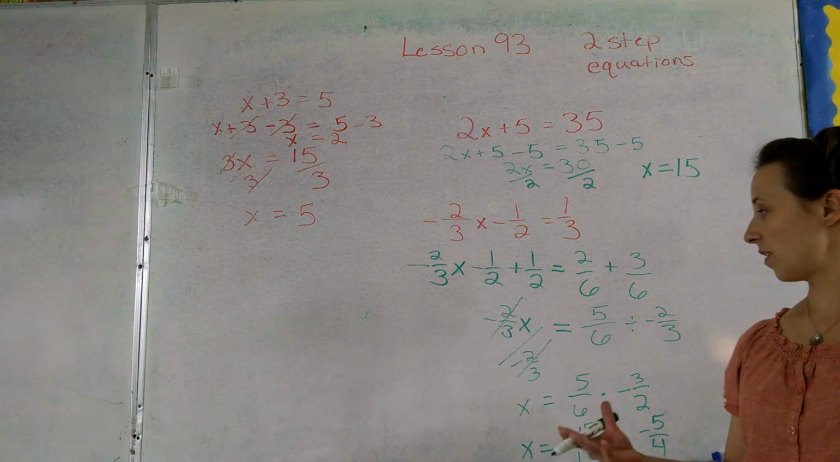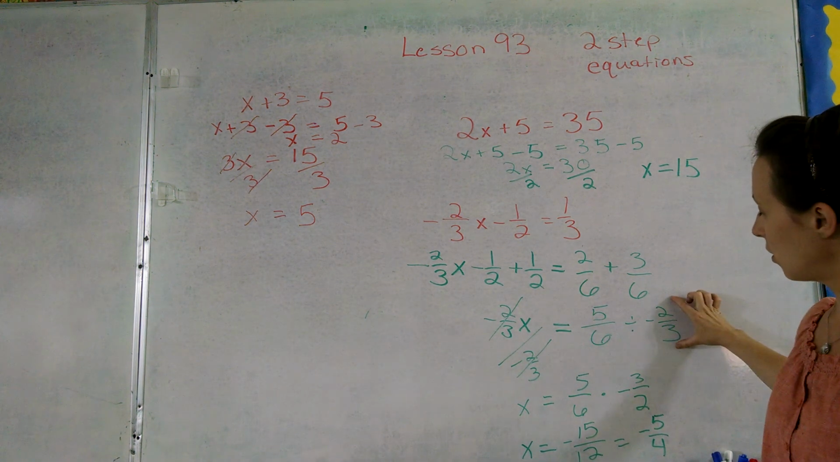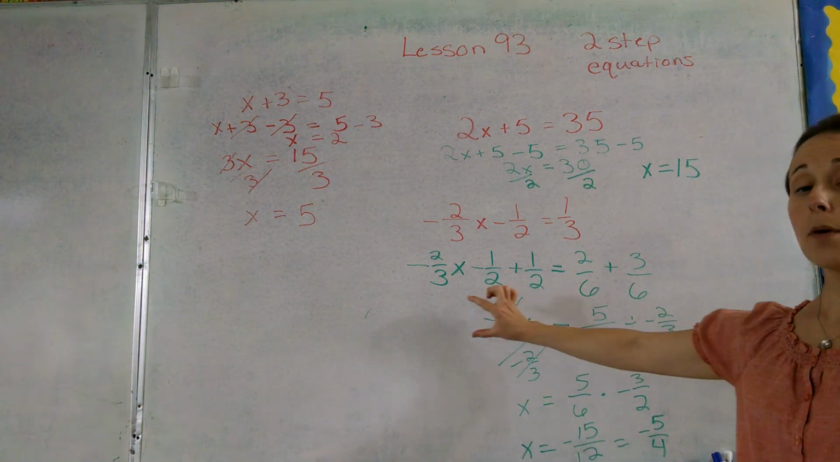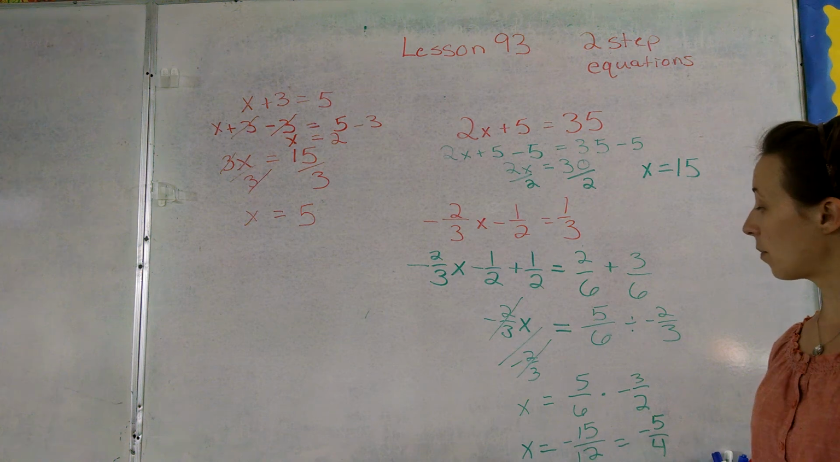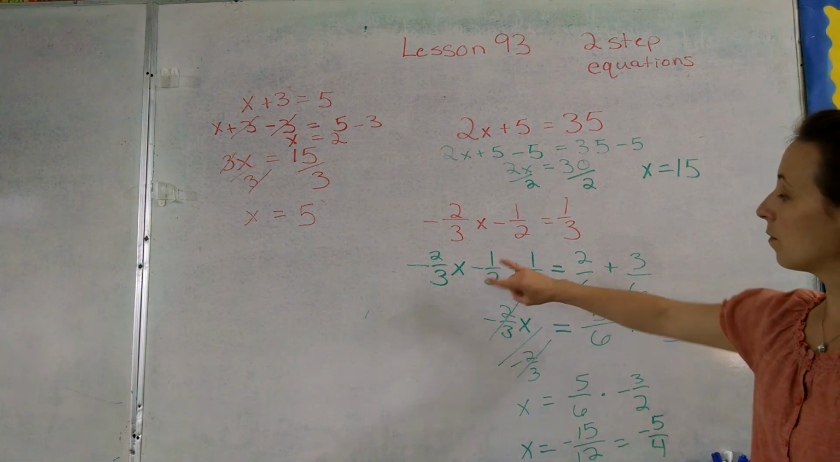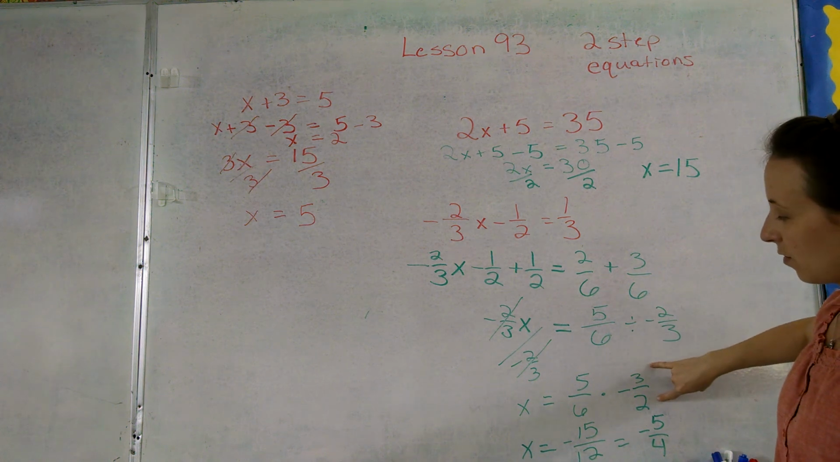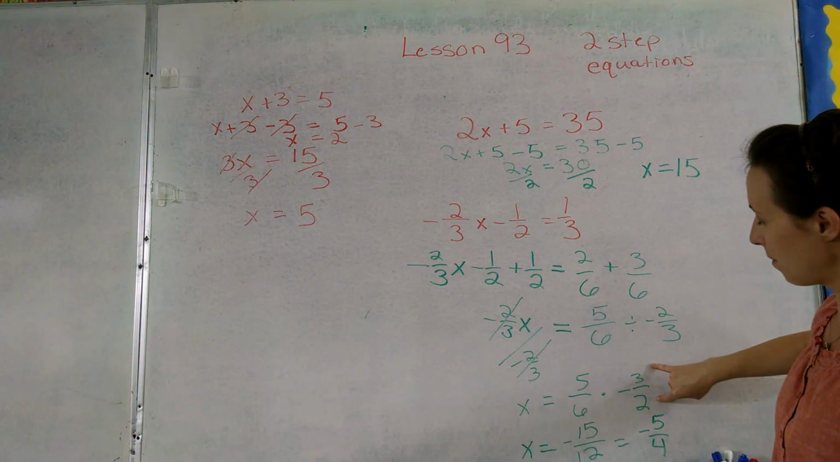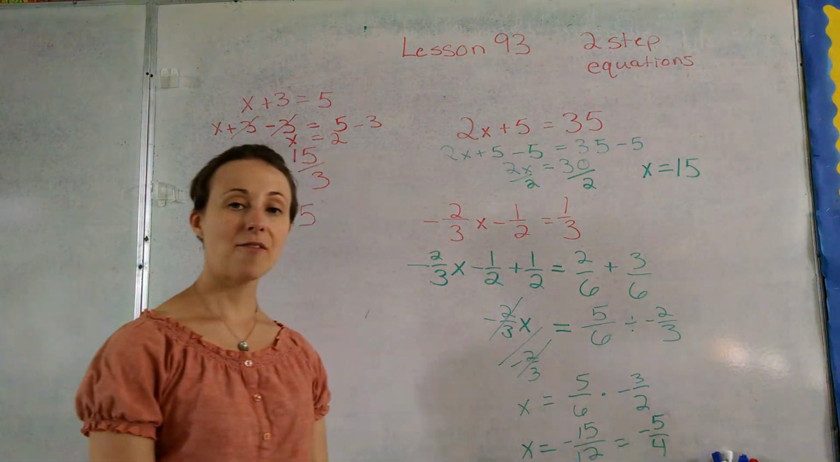The other way to solve this would have been, instead of dividing by 2/3 and then having to flip it, to multiply on both sides by the reciprocal, which was a lesson we had just a few moments ago. In that case, you would have multiplied by negative 3/2 here, multiplied by negative 3/2 here, which is also our second step. Either way, you should get a final answer of negative 5/4.